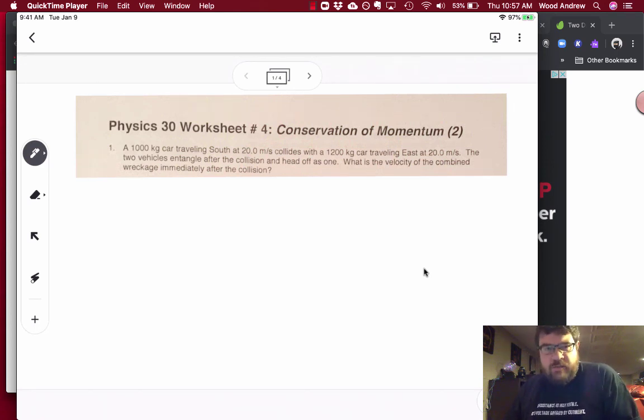Doing more conservation of momentum stuff, just a couple more practice problems to give you a little better idea of how to do this. Going to work through several of them with you. Here's our first one, problem one.